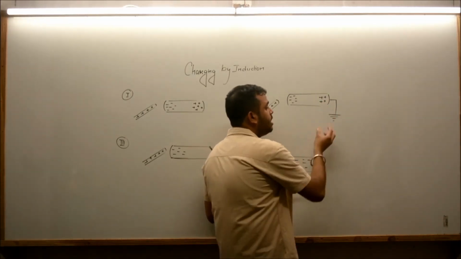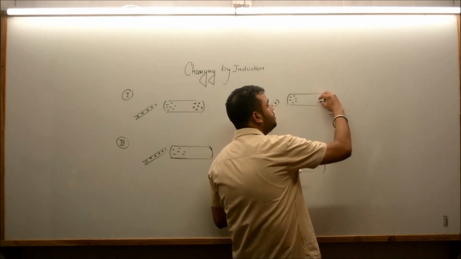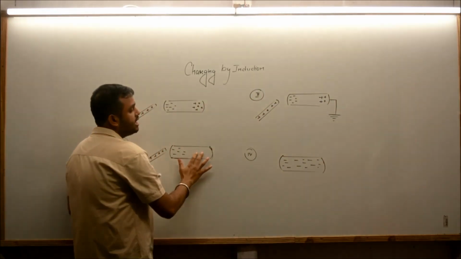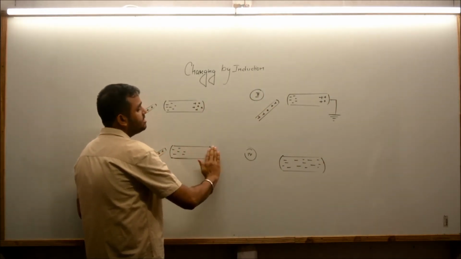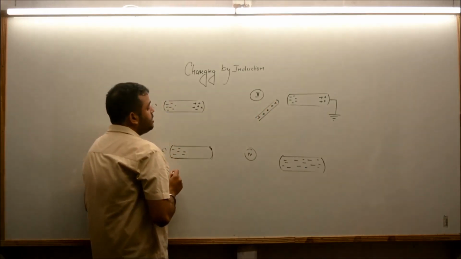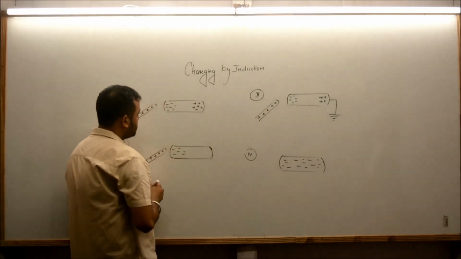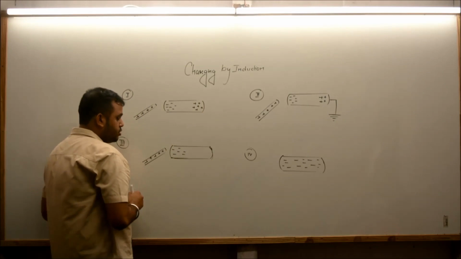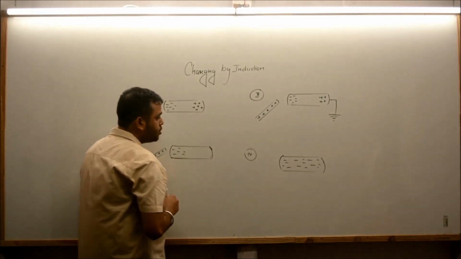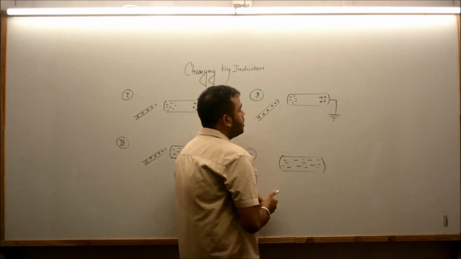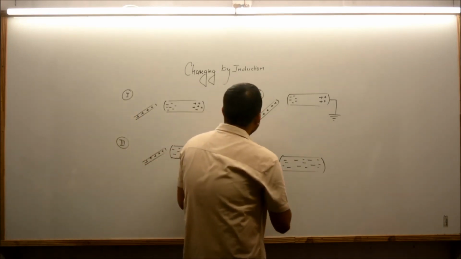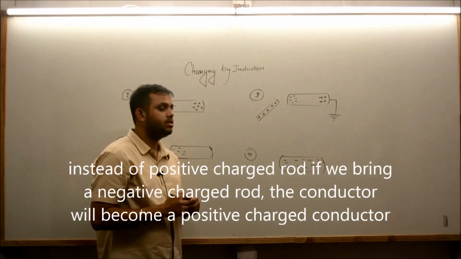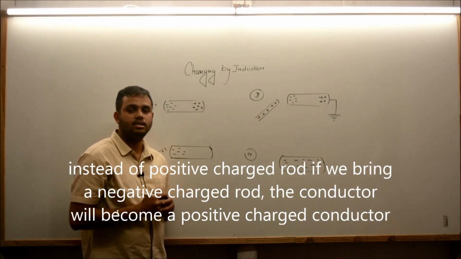So now what will happen? Electrons from the earth will come and neutralize this charge. So this is the result. Electrons from the earth came and neutralized the positive charge. After that, we have disconnected the wire. Now in the fourth step, we will take away this positively charged glass rod, and as soon as it is taken away, this negative charge will spread uniformly throughout the conductor. So this is how we can charge a conductor negatively.